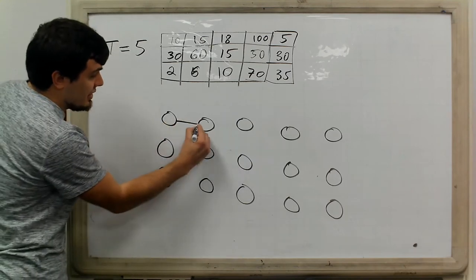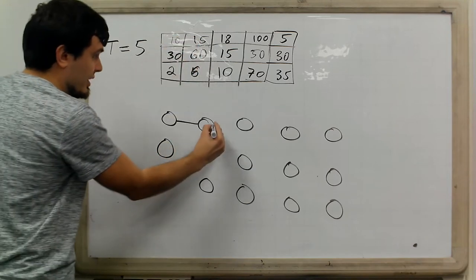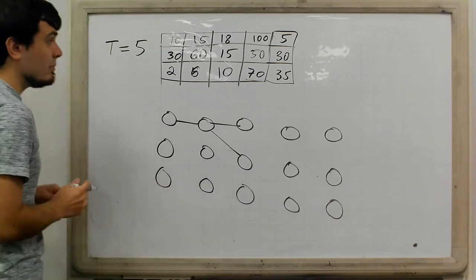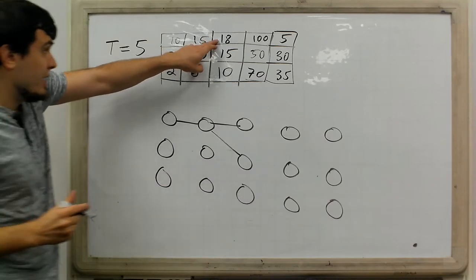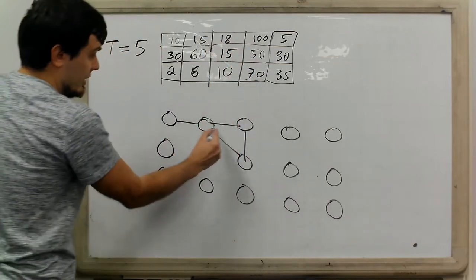Well, let's see. So this one is connected, yes. This one is not, and this one is not. Okay, so we're done with this one. Then this one is connected here, and also connected here. This one is connected here, and also here.